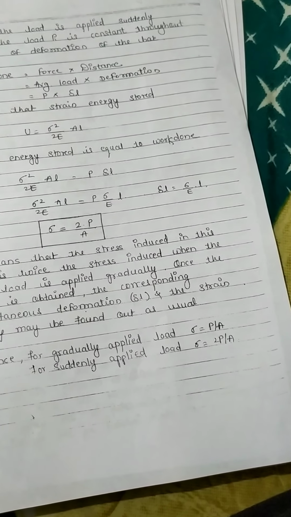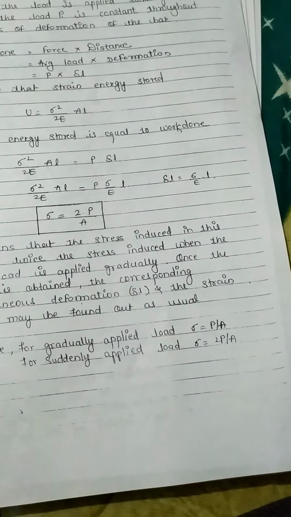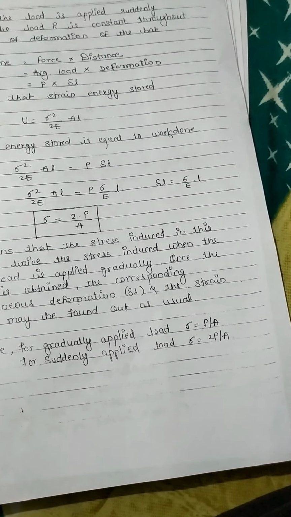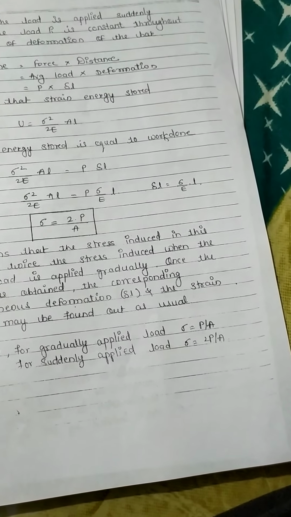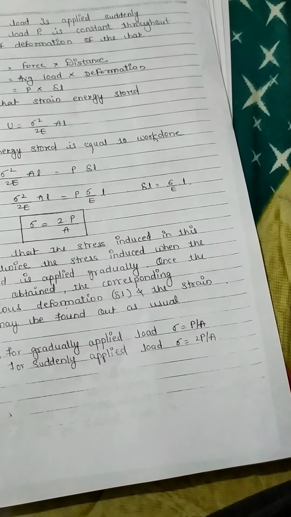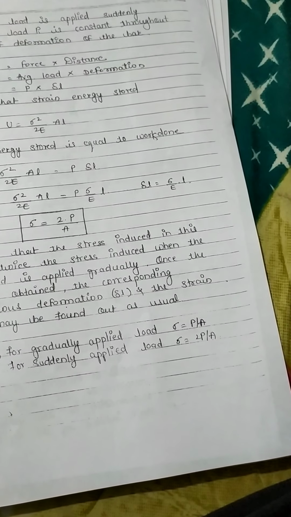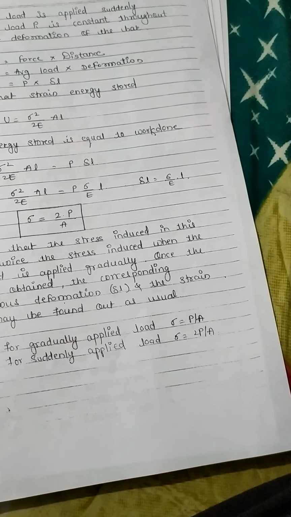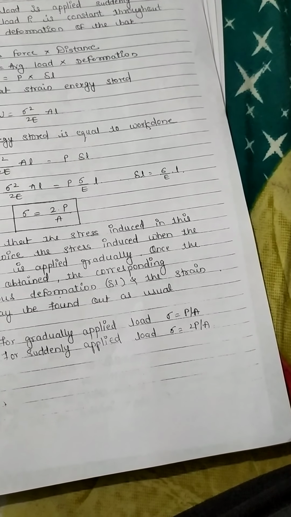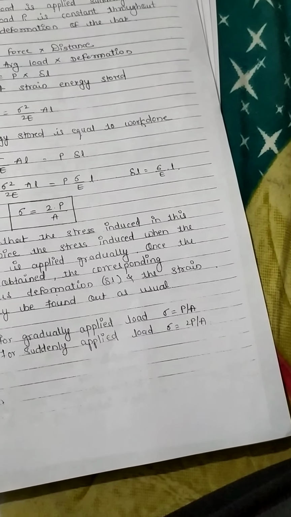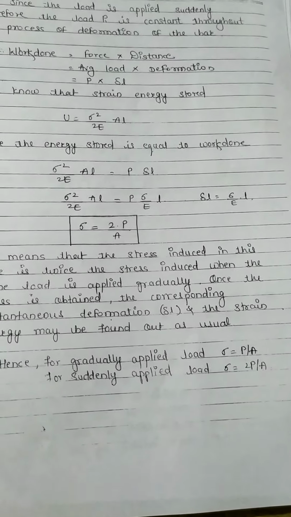It means that the stress induced in this case is twice the stress induced when the same load is applied gradually. Once the stress is obtained, the corresponding instantaneous deformation delta L and the strain energy may be found out as usual. Hence, for gradually applied load, sigma is equal to P upon A, and for suddenly applied load, sigma is equal to 2P upon A.